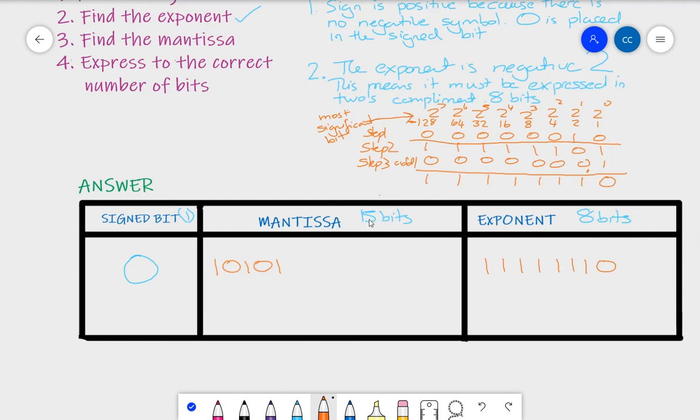But it's to be expressed in 15 bits. So that's 1, 2, 3, 4, 5. We've got 10 more to put in here. So 1, 2, 3, 4, 5, 6, 7, 8, 9, 10. So the actual answer is 0, 1, 0, 1, 0, 1, 0, 0, 0, 0, 0, 0, 0, 0, 0, 0, 1, 1, 1, 1, 1, 1, 1, 0.